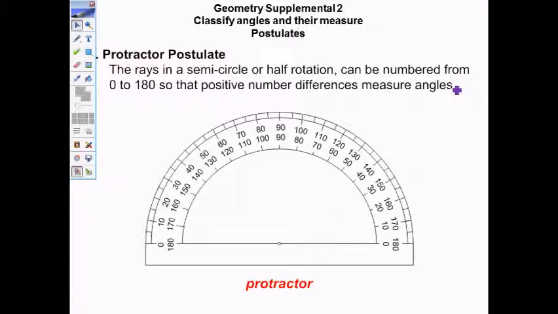All right, so here's our protractor postulate, and that says that the rays in a semicircle can be numbered from 0 to 180 so that positive number differences measure angles. Basically, it tells us that we can use this tool, the protractor, and we can measure any angle with it. If you have a straight line, pretend that's straight that I'm drawing right there. Straight line is exactly 180 degrees. Okay, we don't really measure a 0-degree angle.